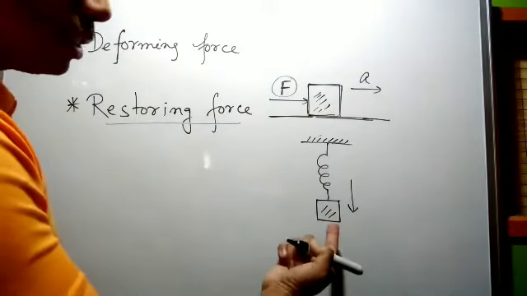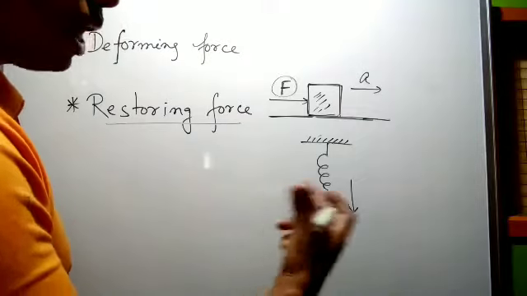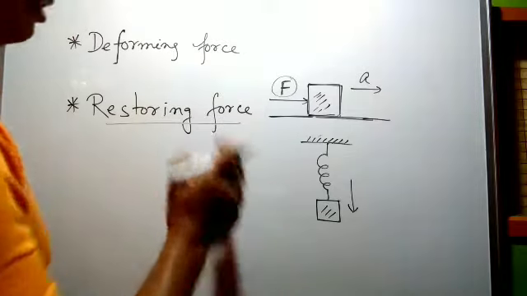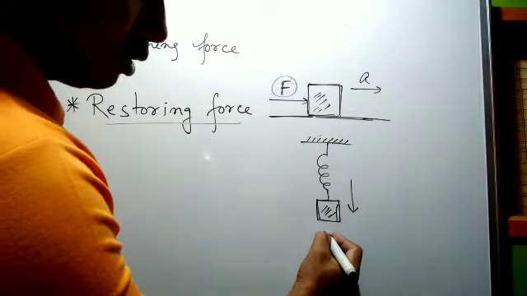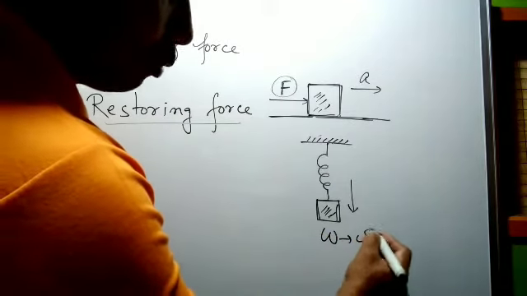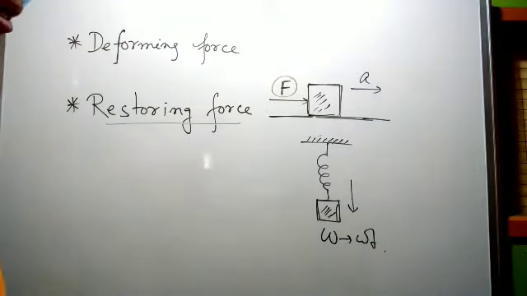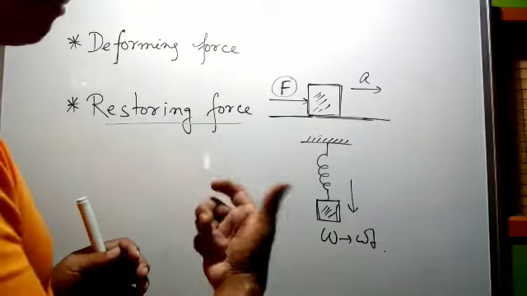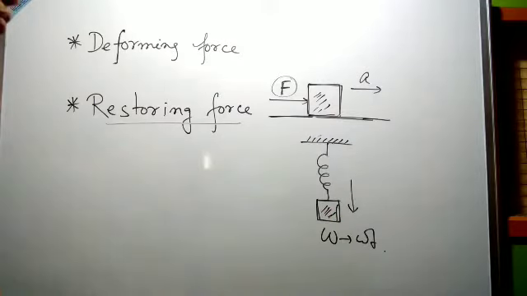So this load, that is the body attached to the other free end of the spring, is said to be a deforming force. The weight mg of the body is the deforming force, because it produces a change in the shape and size of the body.